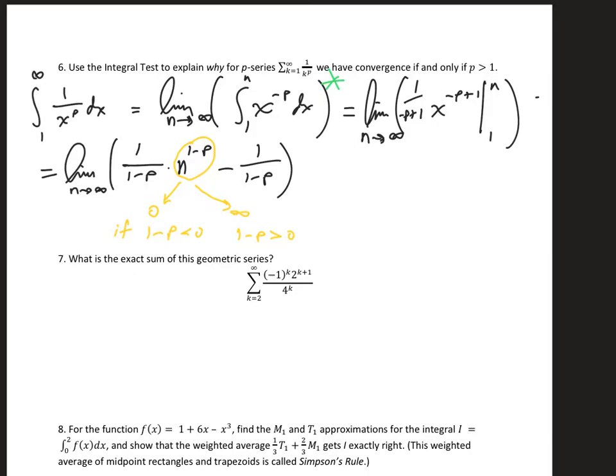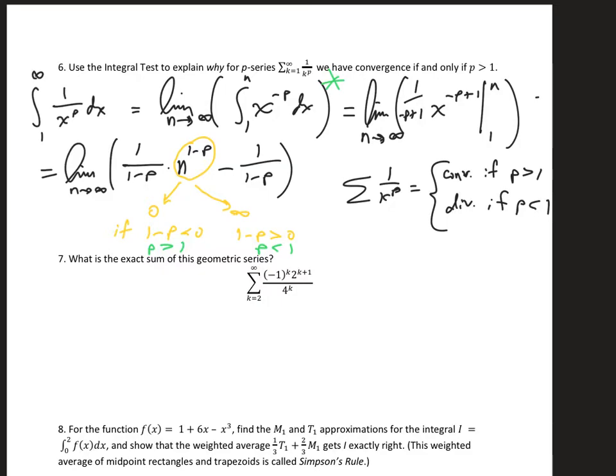1 minus p being less than 0 is the same thing as saying p is greater than 1. And 1 minus p being greater than 0 is the same thing as saying p is less than 1, so we have divergence of the original series. So we have convergence if p is greater than 1, and we have divergence if p is less than 1. So that whole argument tells us that.